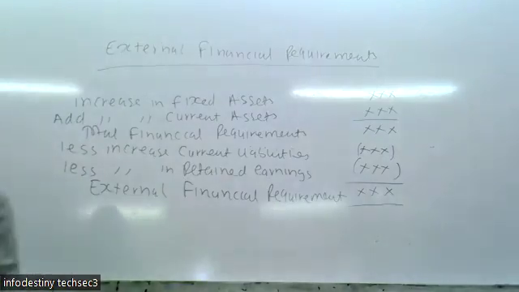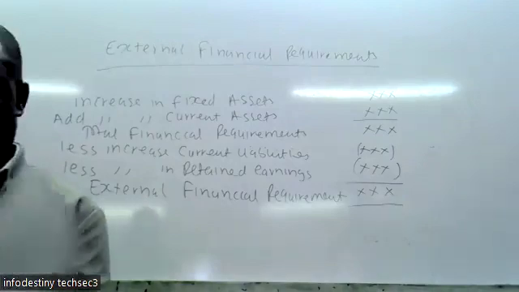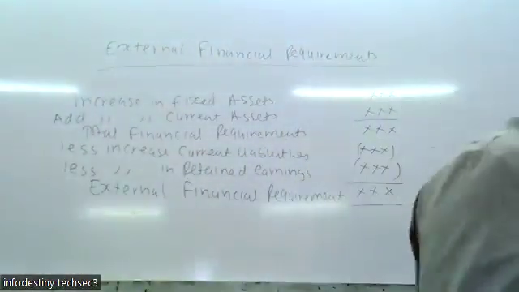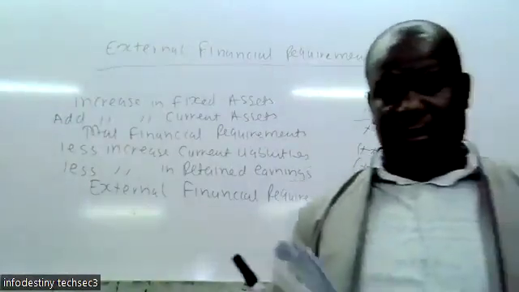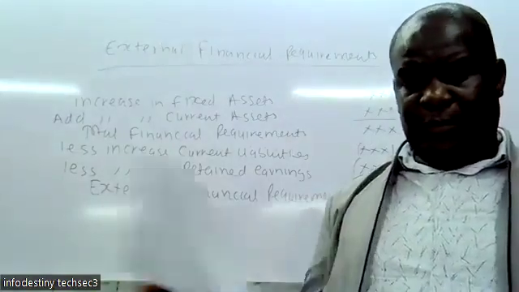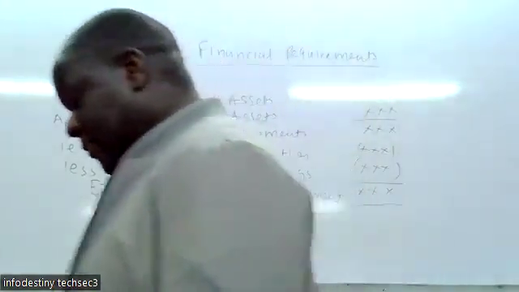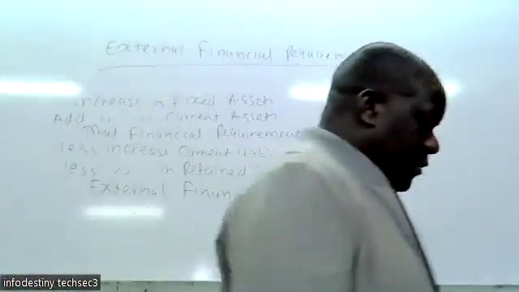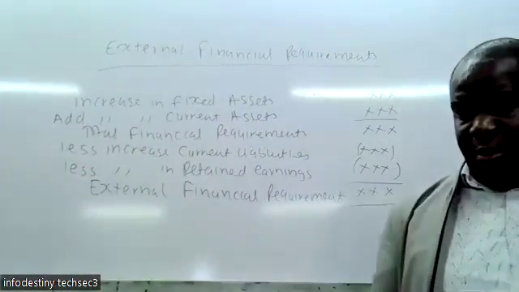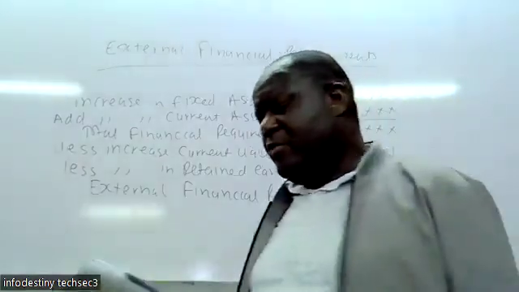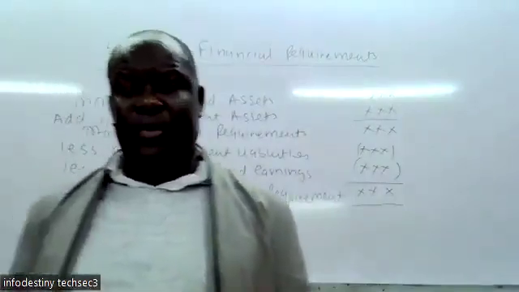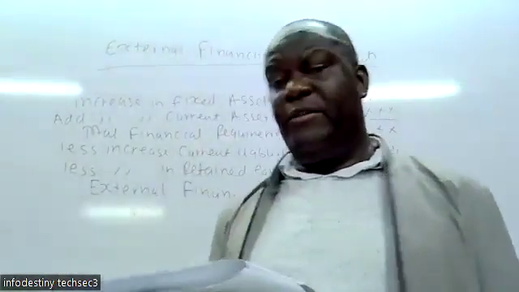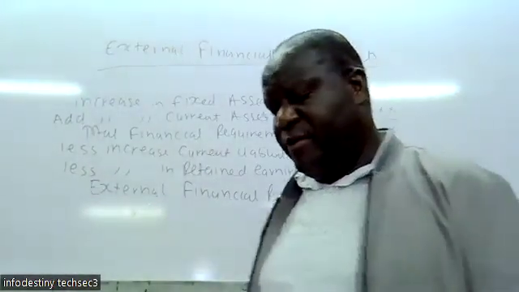When you check that sitting of November 2016, question three, part A, mine's on page 58. The question reads that the management of Georgina Limited wishes to establish the amount of the external financial needs for the year ending 31st December 2016.